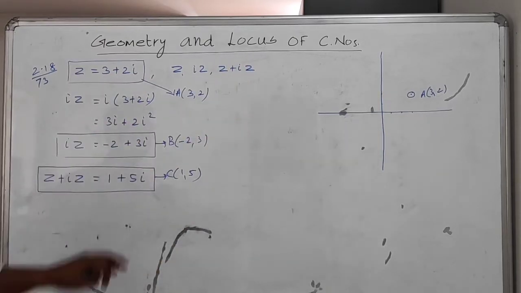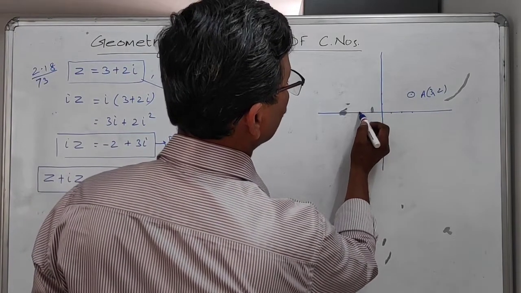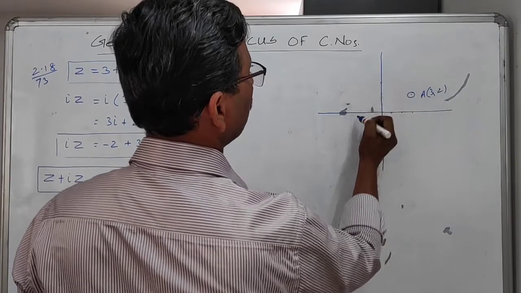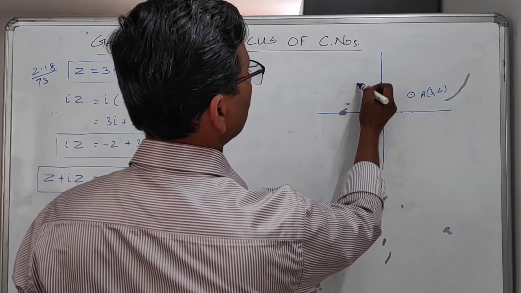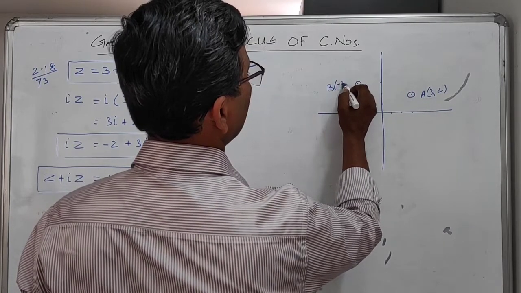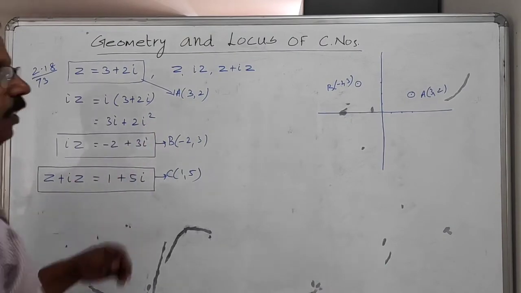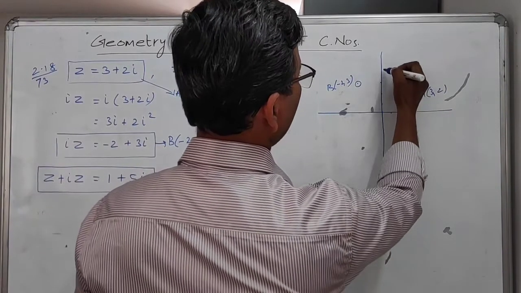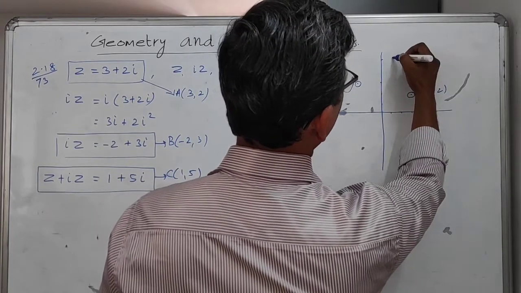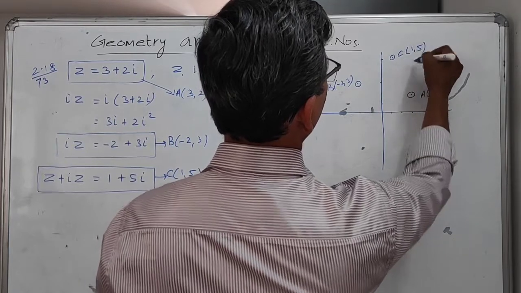Okay, now this is (3, 2). The next one is (minus 2, 3). Minus 2 on x, and 3 on y, is here. This is point B, (minus 2, 3). The next one is (1, 5): 1 on x, and 5 on y, is here. This is point C, (1, 5).